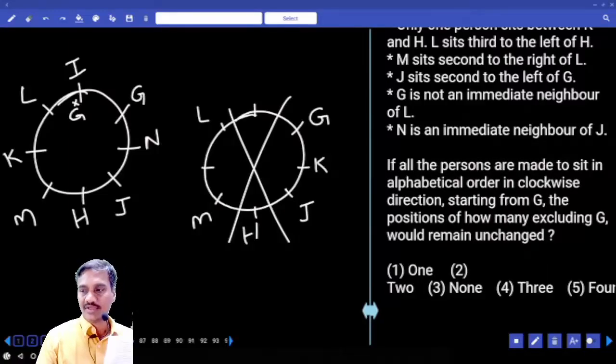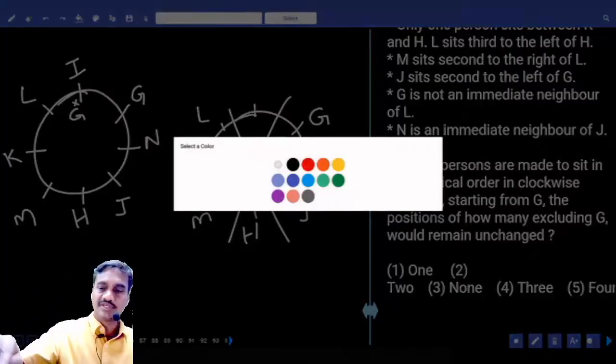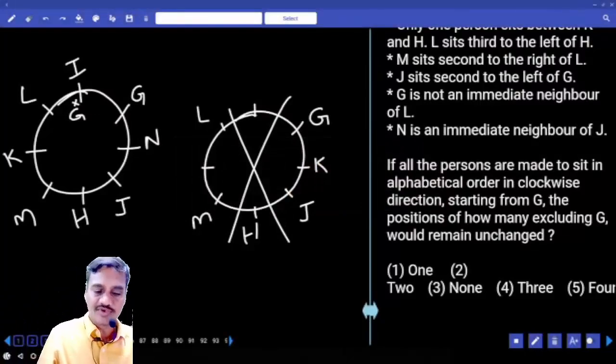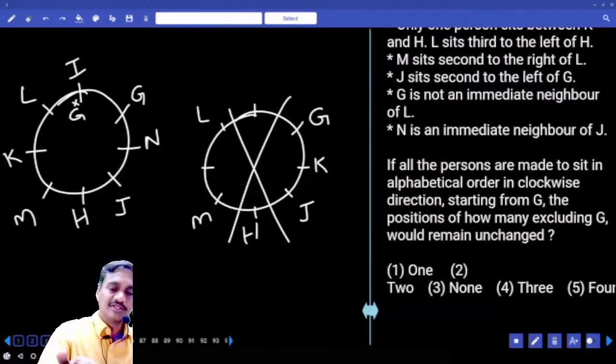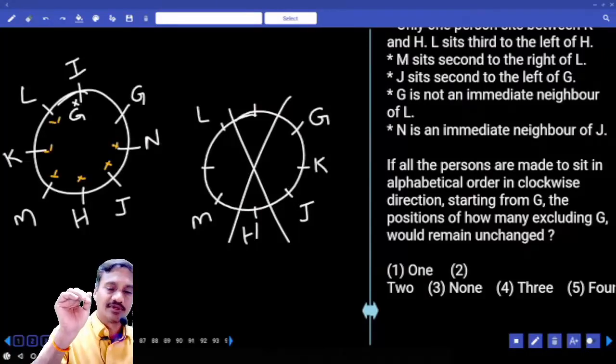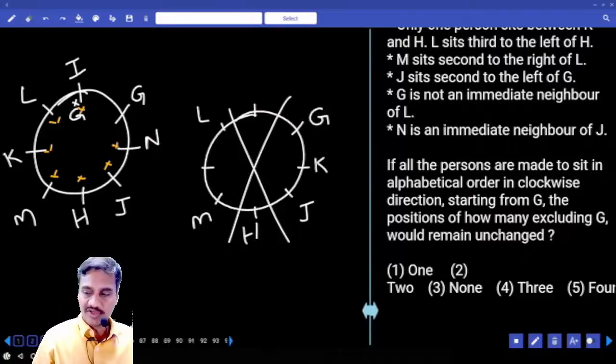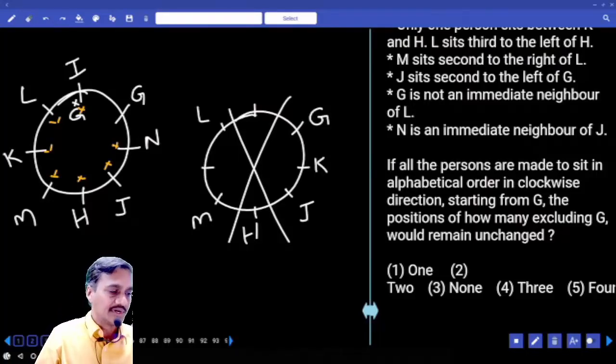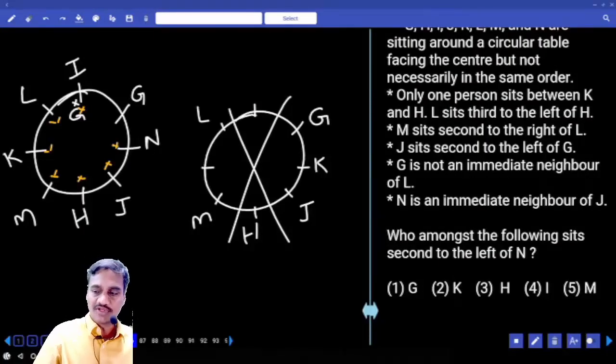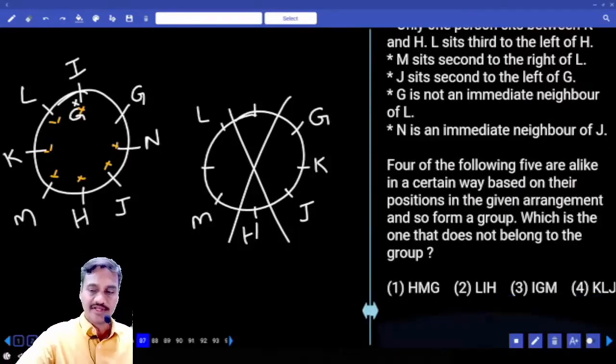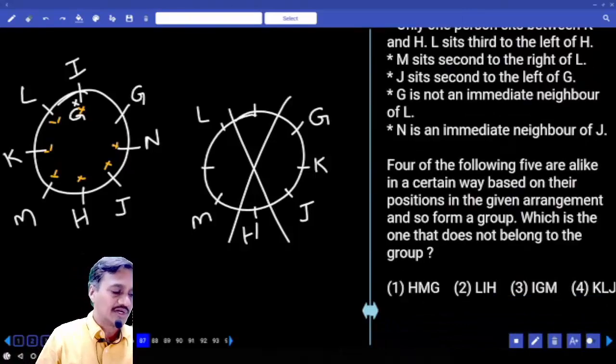Then 85, if all the persons are made to sit in alphabetical order clockwise starting from G, then H, I, J, K, L, M, N. None of the persons remain at the same place. That is none, choice 3. And 86, who among the following sits second to the left of N? Second to the left of N is H. Choice 3, 86.